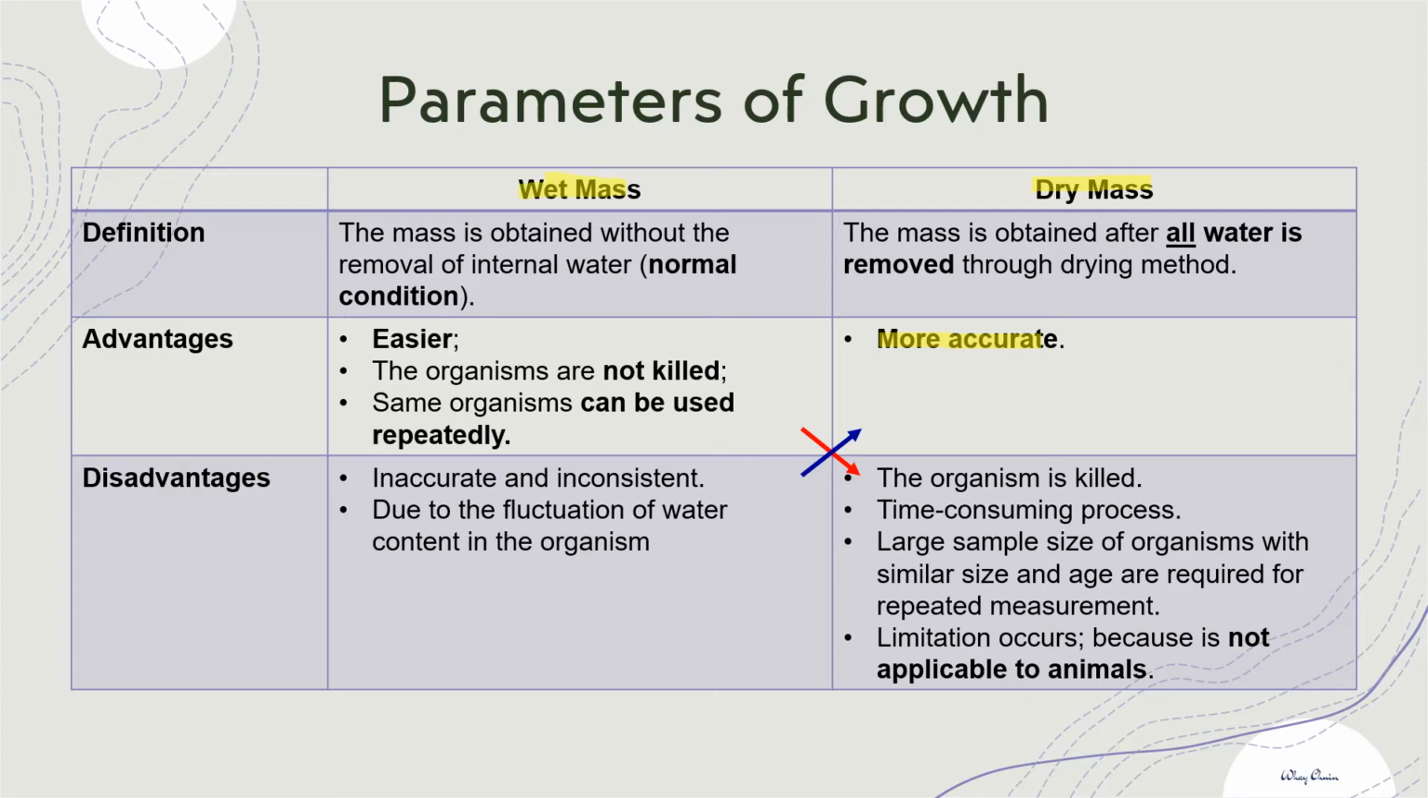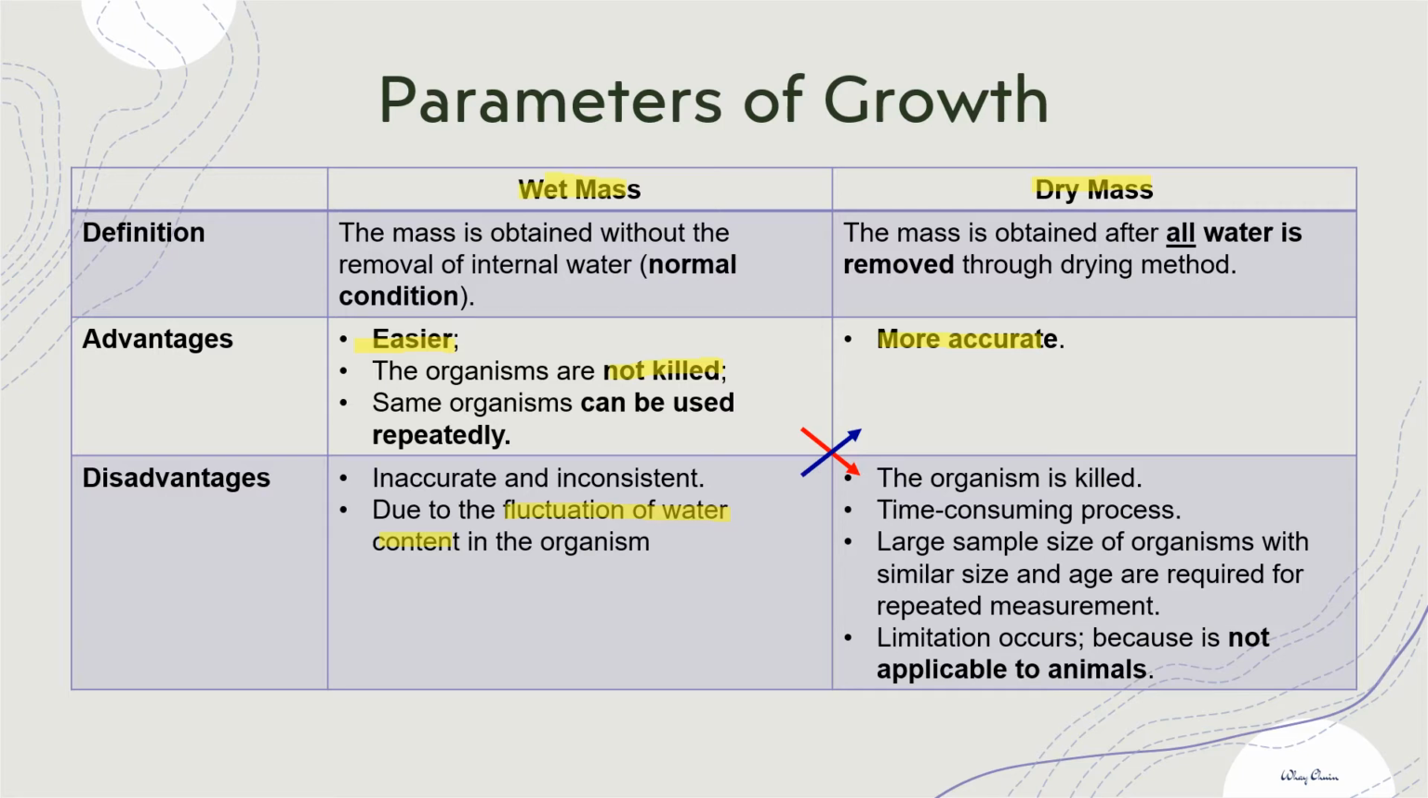Wet mass atau jisim basah, walaupun dia senang dan dia tidak membunuh haiwan tertentu dan organisme yang sama masih boleh digunakan banyak kali, tetapi dia masih ada kelemahan, iaitu perubahan kandungan air dalam tumbuhan itu atau haiwan itu perlu dipertimbangkan sebab dia boleh menyumbang kepada result yang kurang tepat.